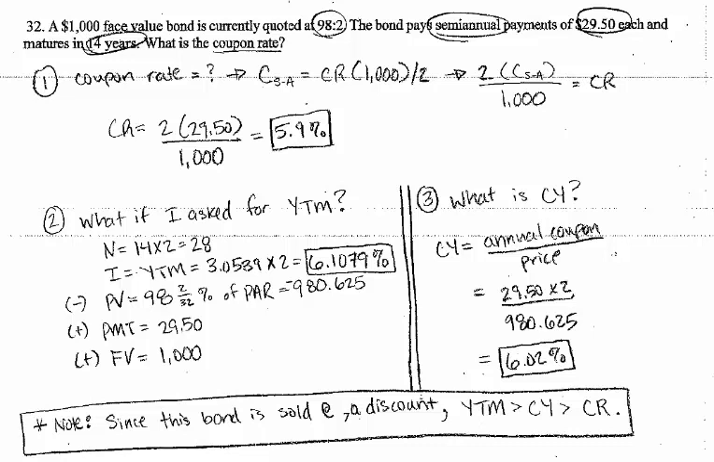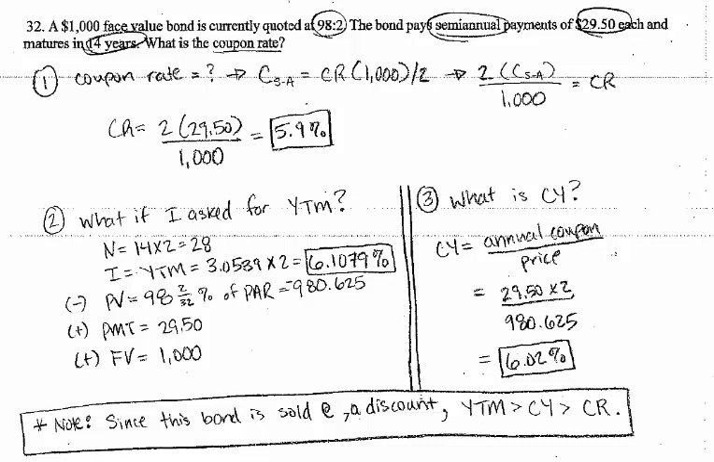The bond pays semi-annual payments, most bonds will, of $29.50 each. So they don't have to give us the coupon rate here because they already told us what the actual semi-annual coupon would be. And it's going to mature in 14 years. So what is the coupon rate? Now, I solve here for coupon rate, but just to be fair, I could also ask you for the yield to maturity or the current yield. So I went ahead and solved for all three of them.